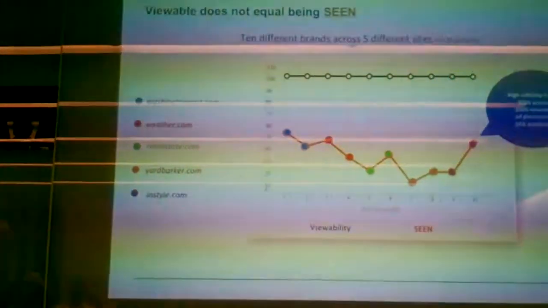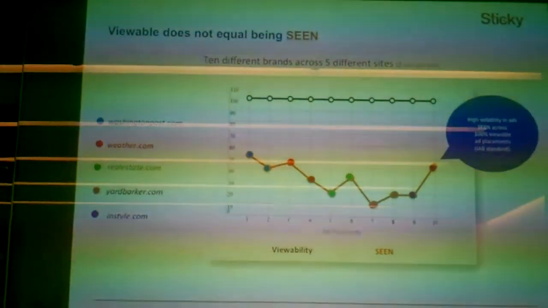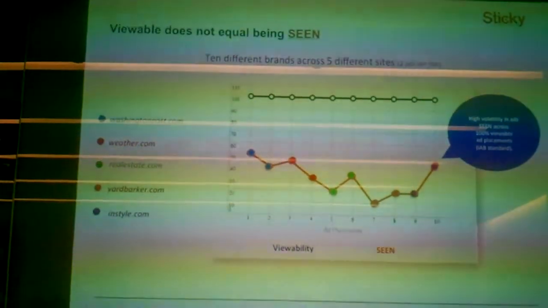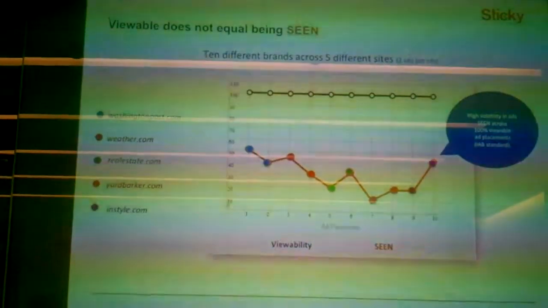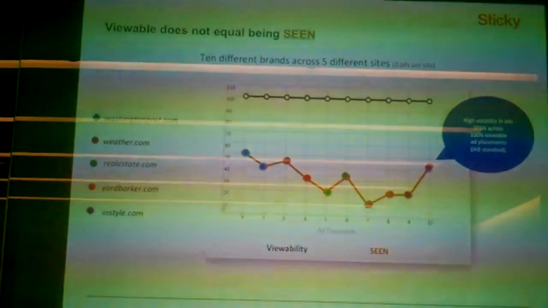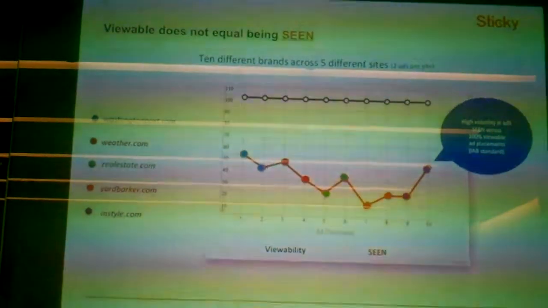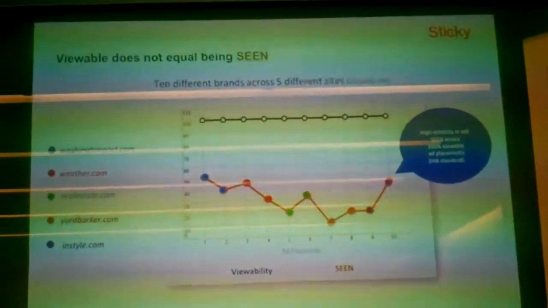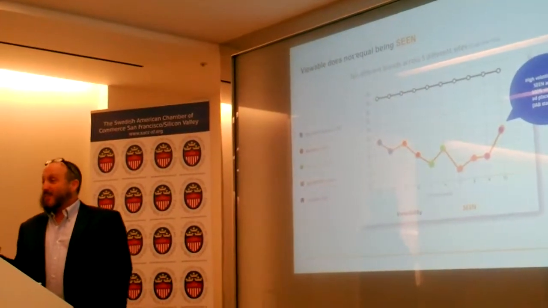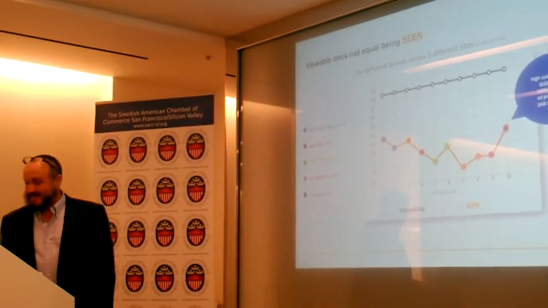This was a study we just finished. We had 10 different brands across 5 different sites. And it's quite interesting when you look at it, all of them were 100% viewable. And if you look at the percent seen, it ranged from Washington Post, which did the best on their 2 ads, 50 and 40%, and excuse me, Yardbarker, only down to 10 and 20%. And again, when you're a brand, you want to know what's being seen. I mean, basically, that's why you're online. You want to be seen.